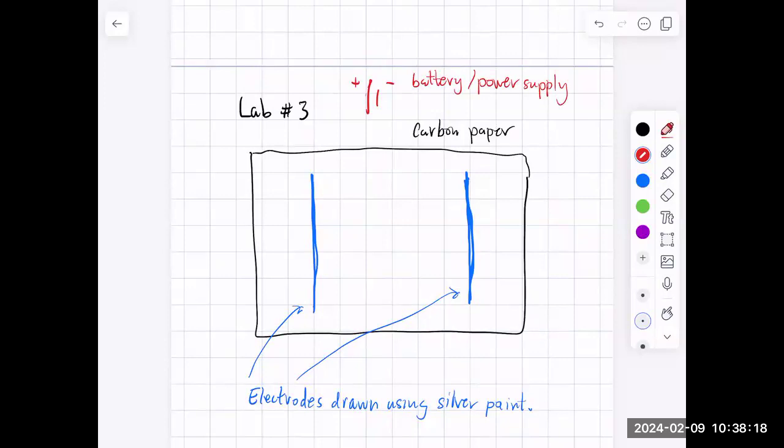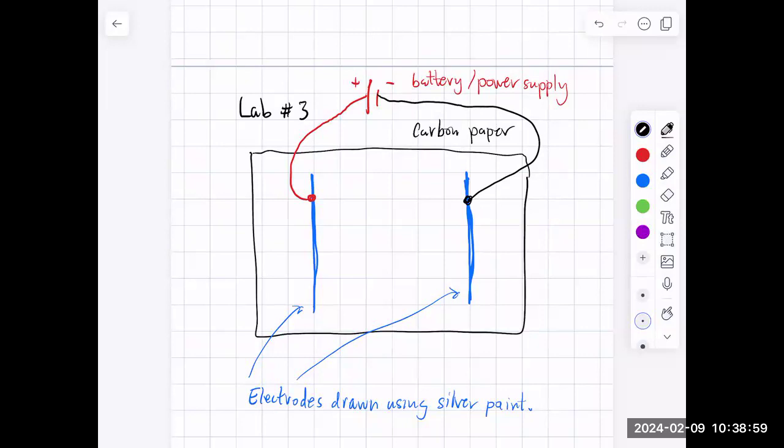You'll take one of your terminals from your battery or your power supply, and you'll attach it to one of the electrodes on the carbon paper. And then you'll take the other one and you'll attach it to the other electrode. So I'm using a red wire for the positive terminal of the battery and a black wire for the negative terminal. That's sort of convention. Okay, and so what this essentially does is it stores a bunch of positive charge on the left electrode and negative charge on the right electrode.